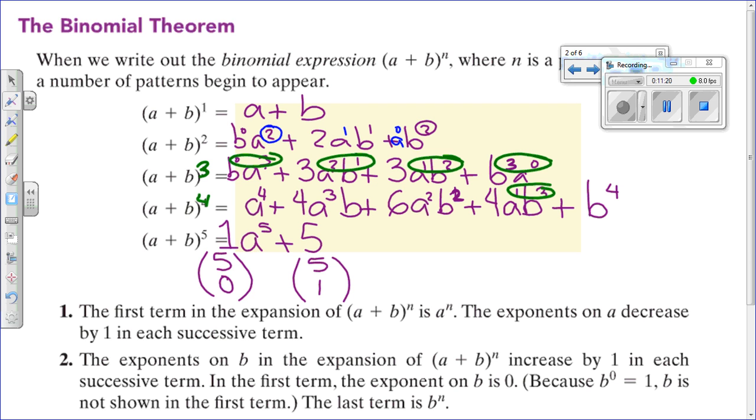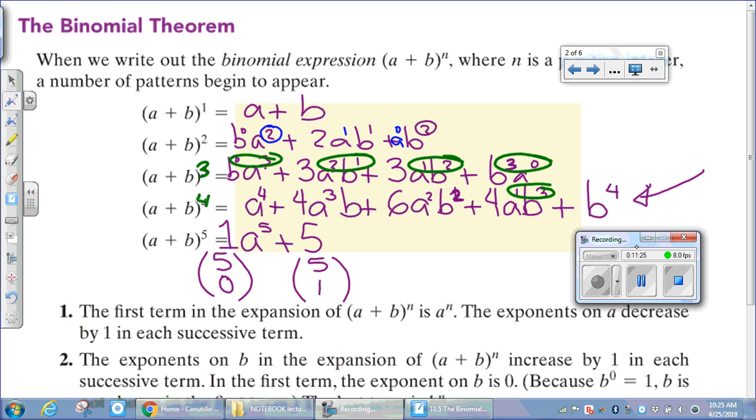Let me tell you guys my secret. I'm not that smart that I can multiply all this in my head. Of course, I have a trick for it. So go to your very last slide.